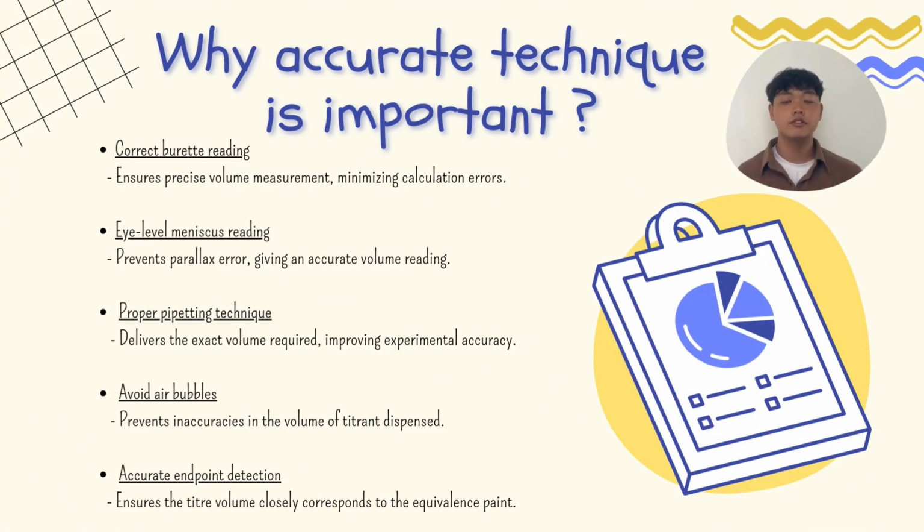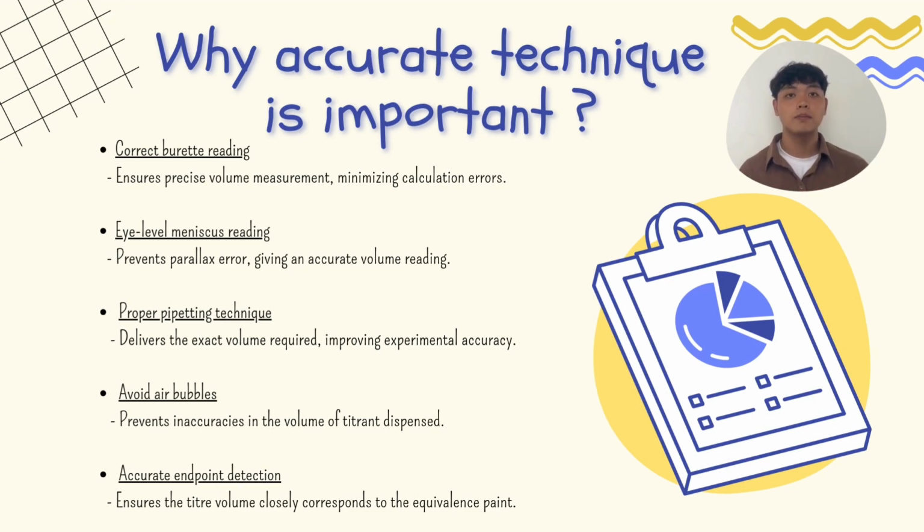Accurate technique is very important in titration because even small mistakes can affect the final result. First, the burette reading must be taken correctly to ensure the recorded volume is accurate. Second, the meniscus should always be read at eye level to avoid parallax error.